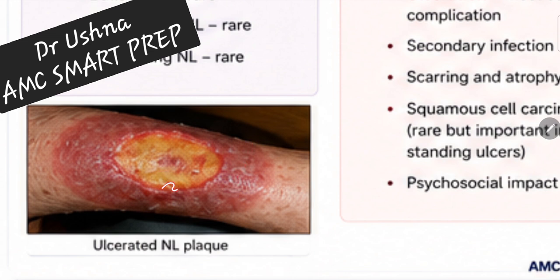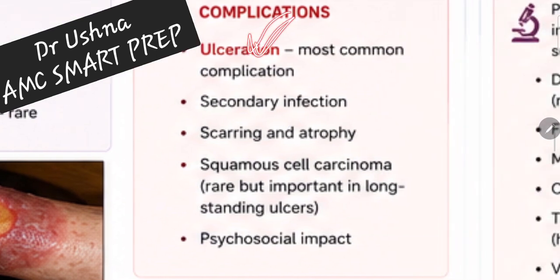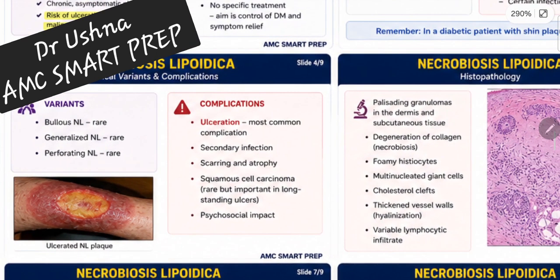You are going to have some telangiectasia on your surface, and the center is having ulceration. So this is ulcerative necrobiosis lipoidica. You can have bullous also, generalized also, and perforating also, but these are very rare. You just think about that particular common presentation first. This is a very uncommon presentation, which is basically ulceration, or you can have squamous cell carcinoma. So these are all the complications of your necrobiosis lipoidica.